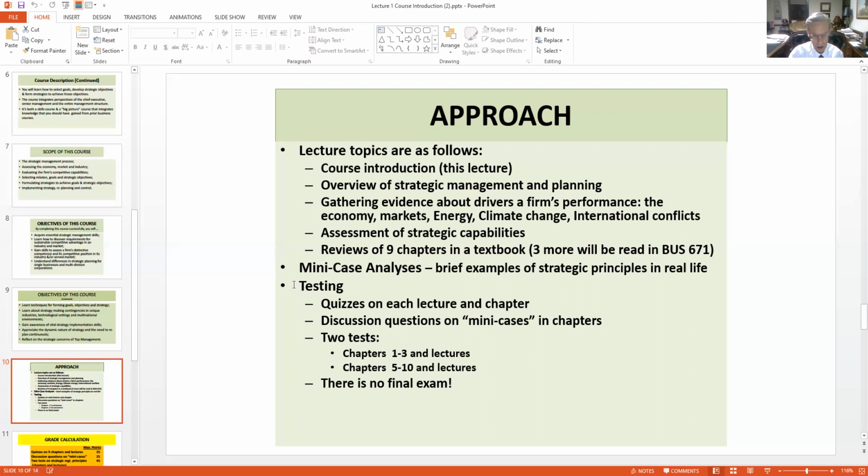Chapter 4 is deferred until Business 671, but the second test is even bigger and has a few more points, but it's on chapters 5 to 10 and fewer lectures. There is no final exam for this course. It's all about developing the skills and knowledge sets in each part of the course. So a comprehensive exam doesn't serve any purpose in my view.